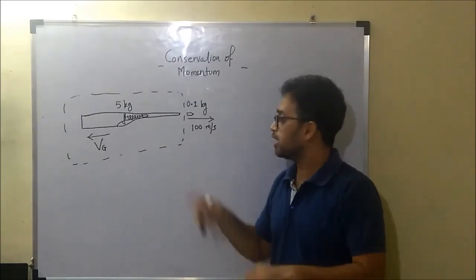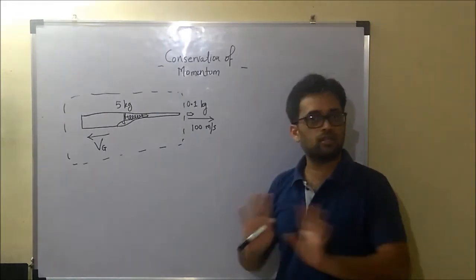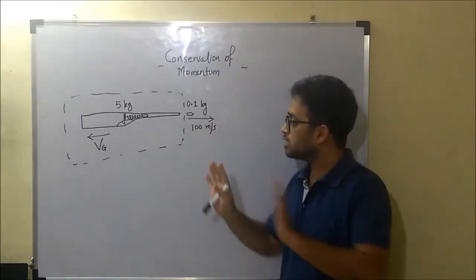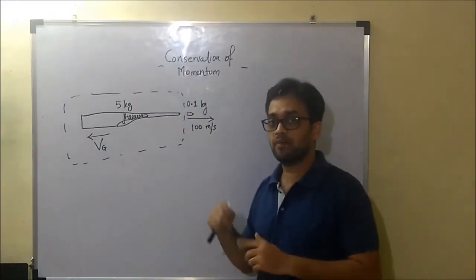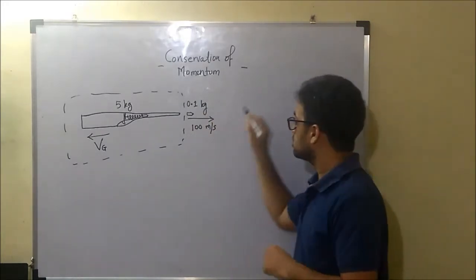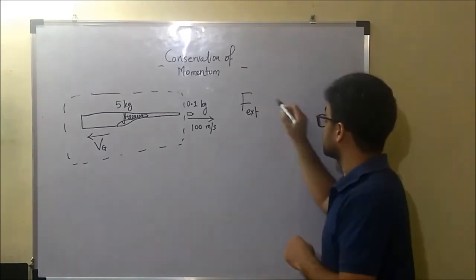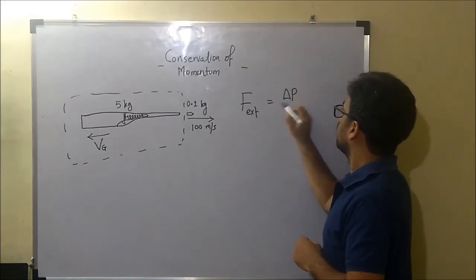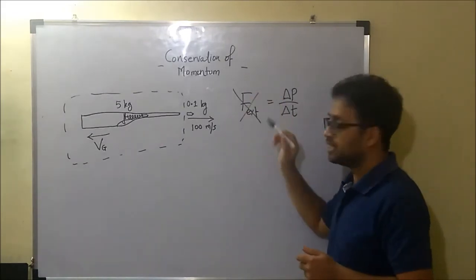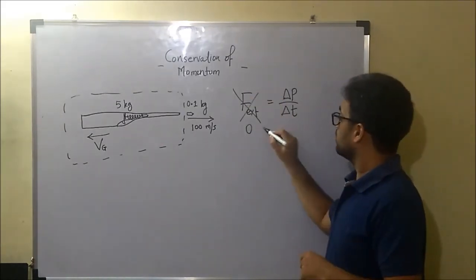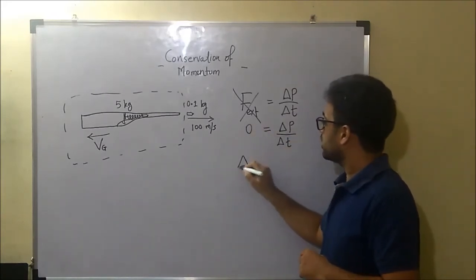What pushes the bullet forward is the gun. So the gun exerts a force on the bullet, and the bullet exerts a reverse force on the gun. These are the only two forces coming into the picture, and that is why there is no external force on the system. Now you might have already understood what I am hinting at. Since there is no external force, what did our law say? Force external on the system, if at all it is there, should be equal to change in the momentum divided by change in the time. But the conservation of momentum law says that if this is absent, that means if it is 0, then change in the momentum by change in the time is 0, and hence the change in the momentum is 0.